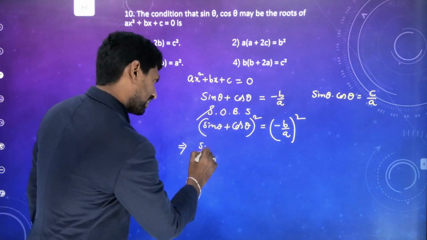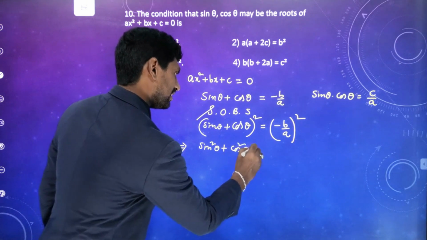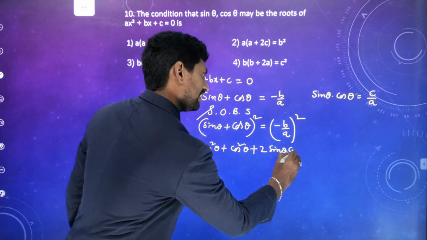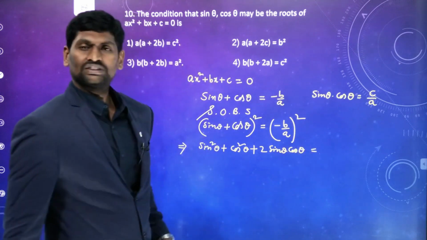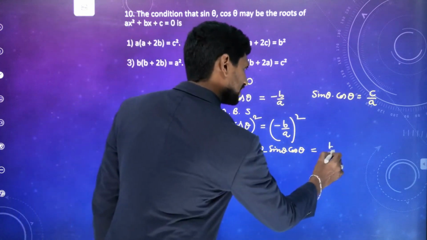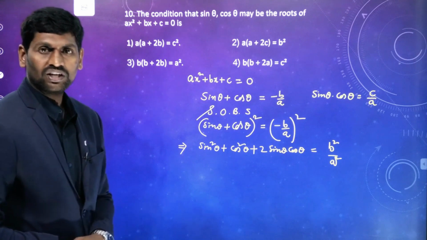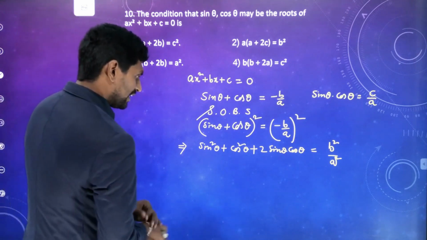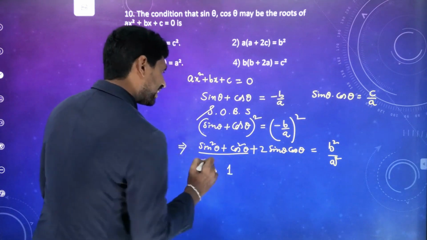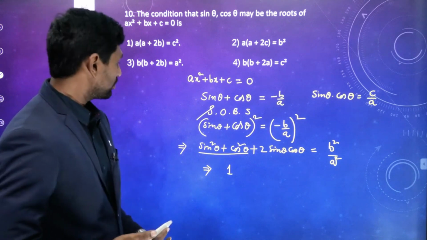(a plus b) whole square is a square plus b square plus 2ab, that means sin square theta plus cos square theta plus 2 sin theta into cos theta, equal to, in the square term minus also becomes plus, b square by a square. Now sin square theta plus cos square theta value is 1. This is one of the trigonometric identities: sin square theta plus cos square theta is equal to 1.